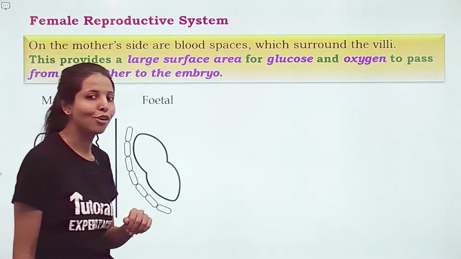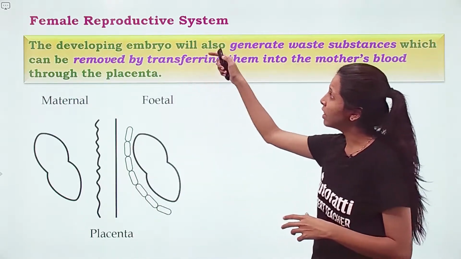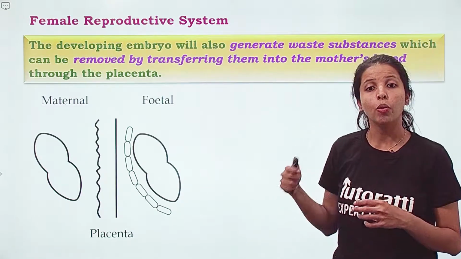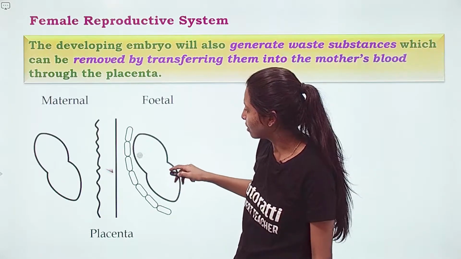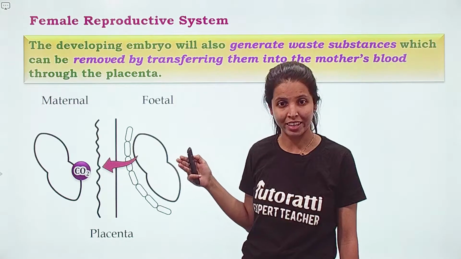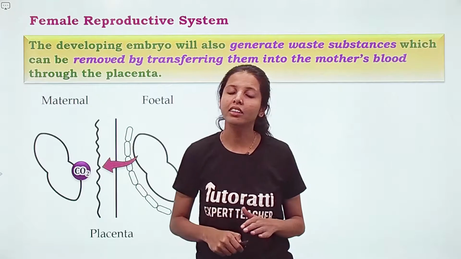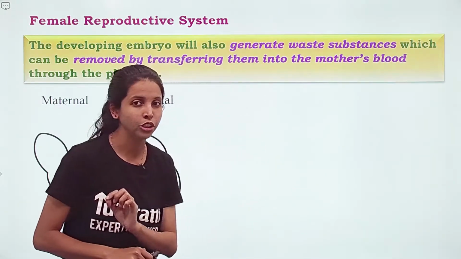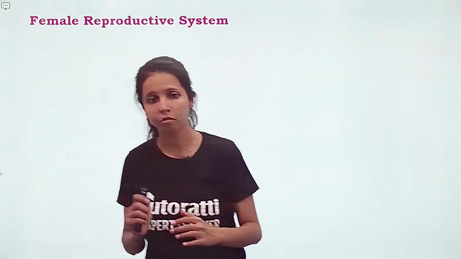Now the baby is also going to produce some amount of waste substances. The developing embryo will generate waste substances which need to be removed. Yes, the baby's waste substances like carbon dioxide, just see, go from the fetus to the mother's side. They are removed by transferring into the mother's blood. Again, this happens through the placenta. So the placenta is a very important tissue which is necessary during the development of the embryo.